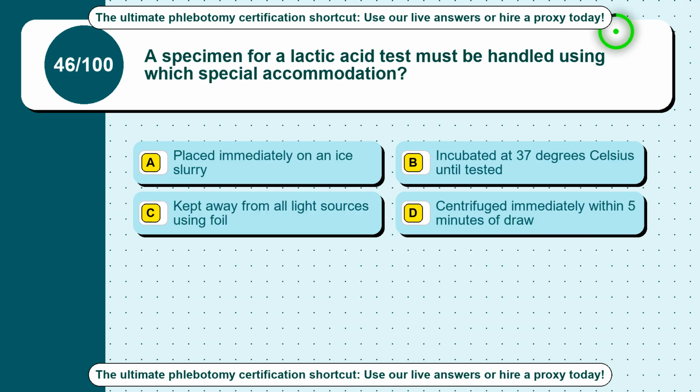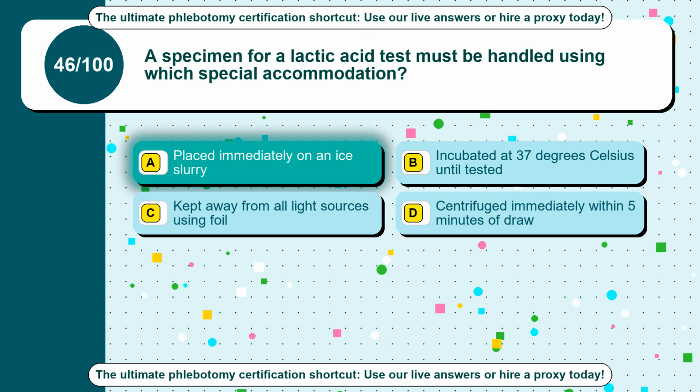Question 46. A specimen for a lactic acid test must be handled using which special accommodation? Option A, placed immediately on an ice slurry. Option B, incubated at 37 degrees Celsius until tested. Option C, kept away from all light sources using foil. Option D, centrifuged immediately within 5 minutes of draw. The correct answer is option A, placed immediately on an ice slurry.